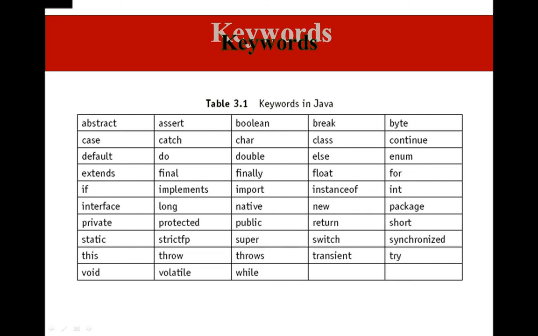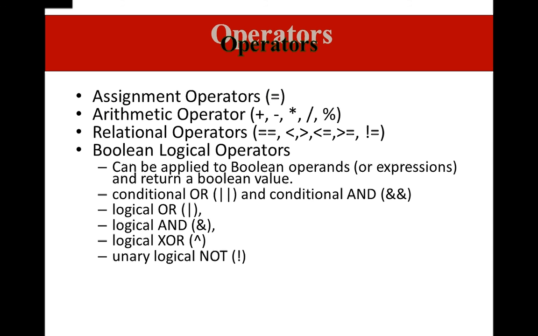Coming to the operators, we all know these: assignment operator, arithmetic operator, relational operators, boolean and logical operators. The purpose of the assignment operator is to assign a value to a particular variable. If I say a equal to 2, 2 will be assigned to a. Arithmetic operators, we all know: addition, subtraction, multiplication, division, modulo.